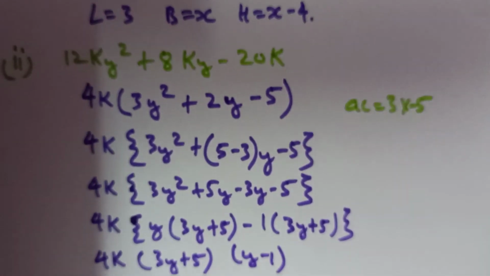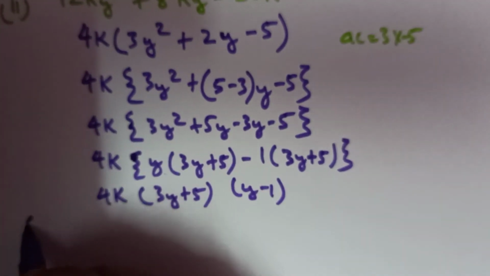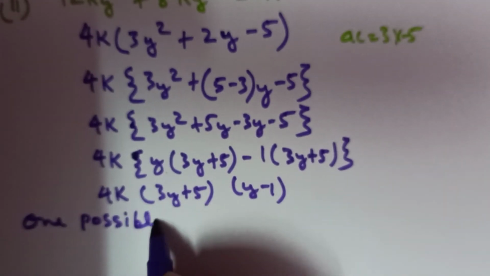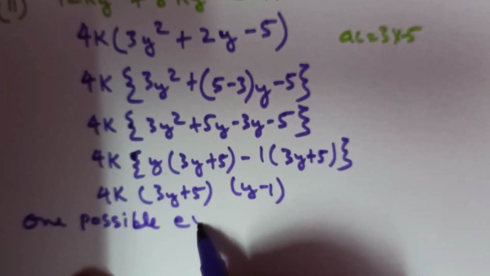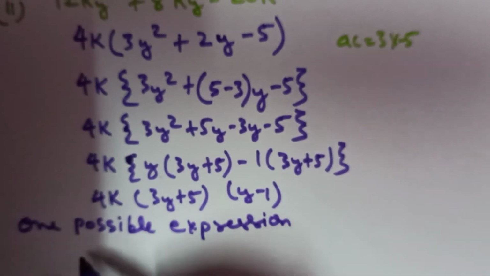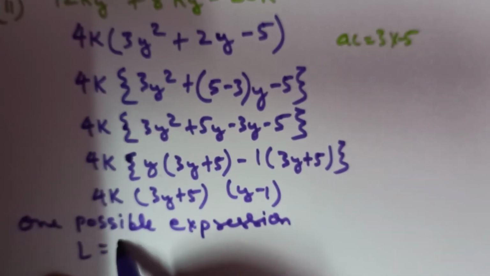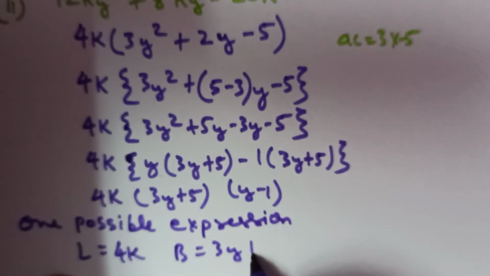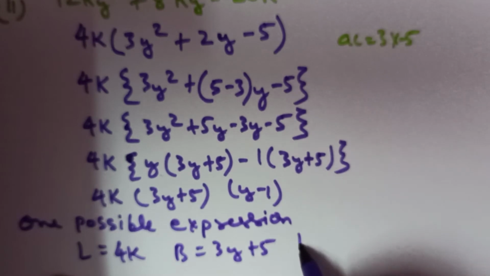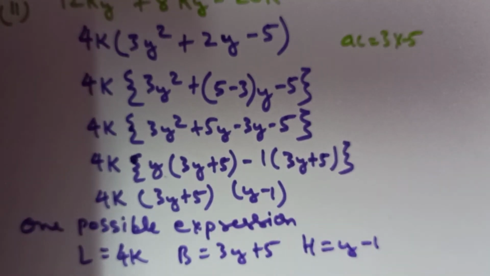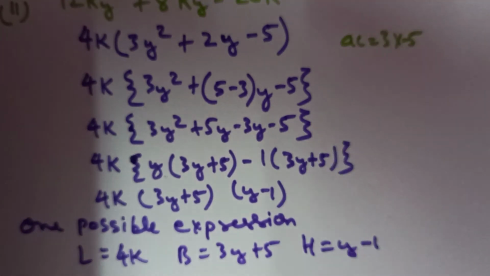So one possible expression for the length, breadth and height is that length can be 4k, breadth can be 3y plus 5 and the height can be y minus 1. So we can have any possibility, but this, as I have told you, is just one possible expression.